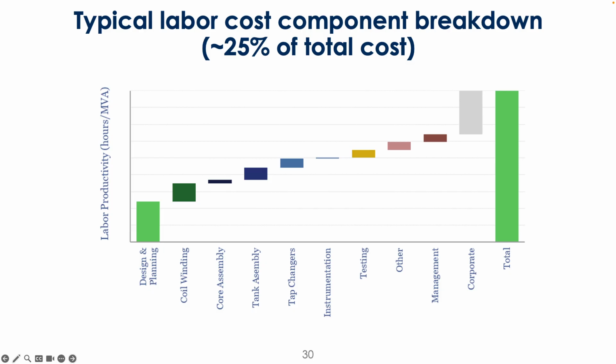These are labor cost components. This is maybe about 25% of your total cost. They do this in an interesting breakdown of hours per MVA, but I think more important is the relative ratios of these things. A lot of this labor is the actual building of the transformer. There are little components that add up, but the big ones are design and planning, and then there's this corporate and management piece. I'm guessing that's essentially just profits.